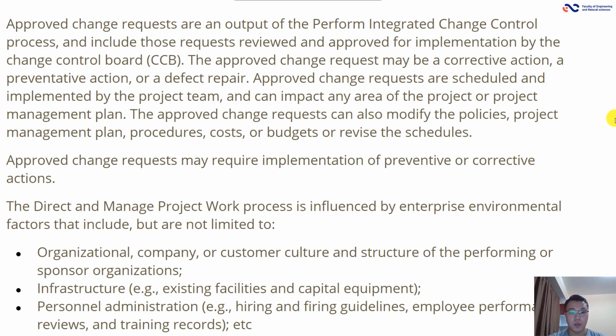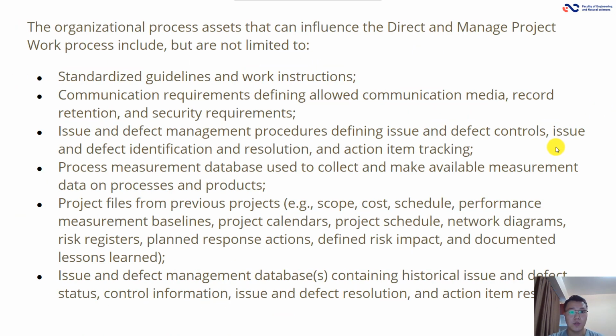The direct and manage work process is influenced by enterprise environmental factors that include, but are not limited to, organizational, company, or customer culture and structure of performing or sponsor organizations, infrastructure, personnel administration. The organizational process assets that can influence the direct and manage project work process include standardized guidelines, communication requirements, issue and defect management procedures, process measurement databases, project files from previous work or previous projects, issue and defect management database.